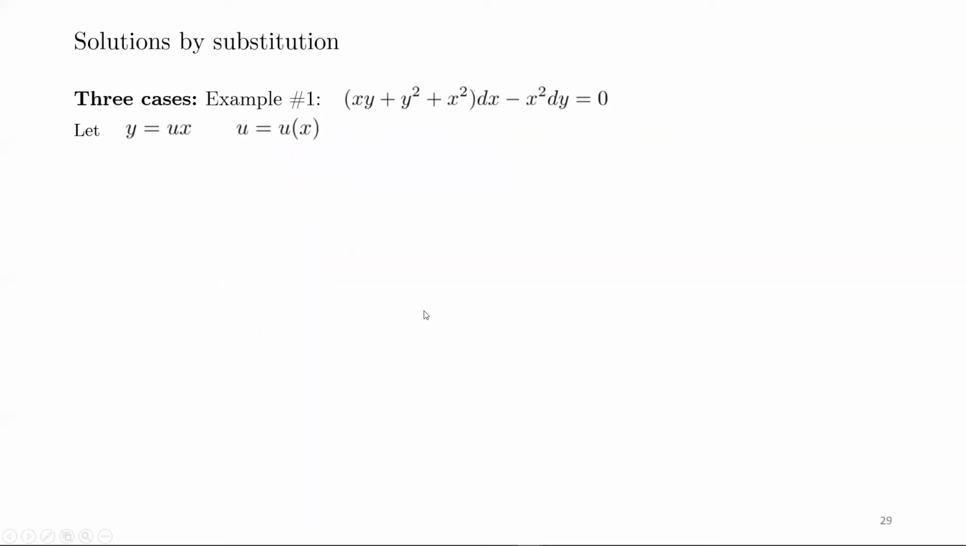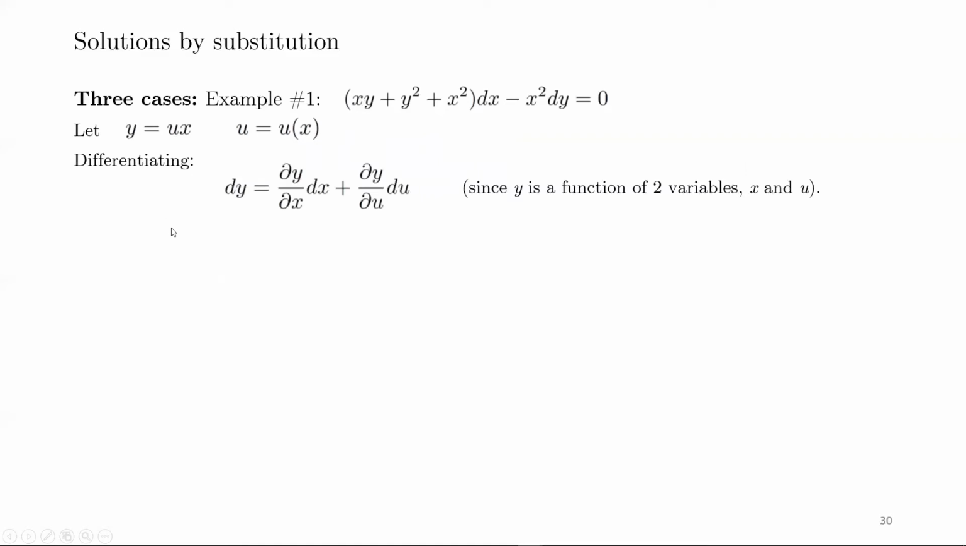Okay, so this is the ODE again. We're saying that y is equal to u of x. We can differentiate both sides of that equation to find dy. So again, this is appealing to second year calculus. We're calculating the differential of y, which is equal to the partial derivative of y with respect to x times dx, plus the partial derivative of y with respect to u times du.